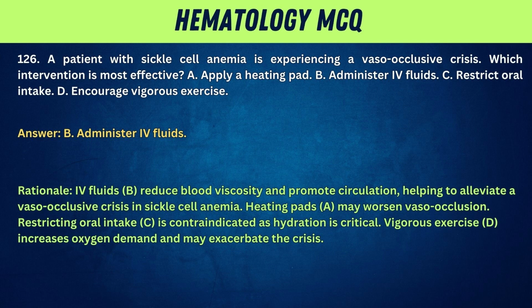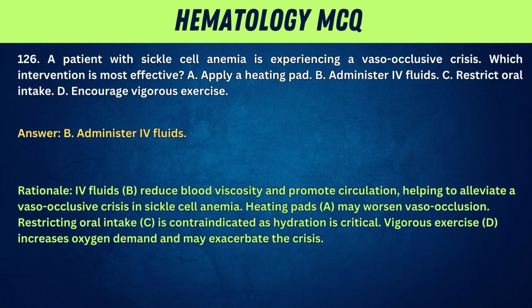126. A patient with sickle cell anemia is experiencing a vaso-occlusive crisis. Which intervention is most effective? A. Apply a heating pad. B. Administer IV fluids. C. Restrict oral intake. D. Encourage vigorous exercise. Answer: B. Administer IV fluids.